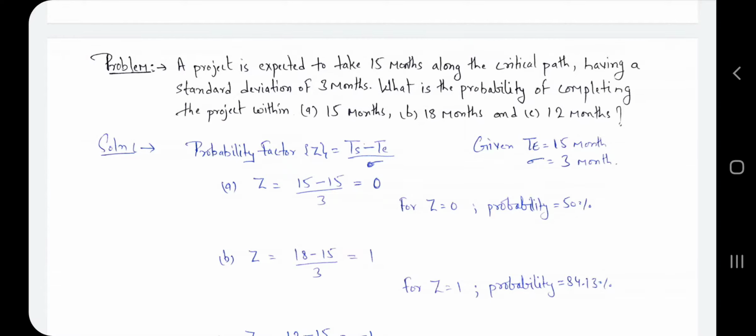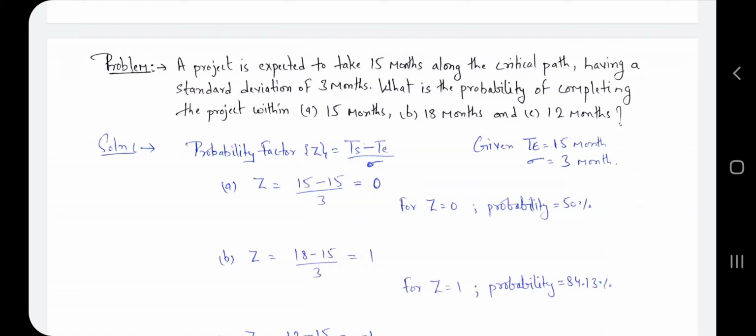In our previous lecture, we saw one example based on the critical path in which we found the earliest occurrence time, latest occurrence time, and slack value. Now we have one topic in the PERT theory part, that is the probability part. So today we discuss some problems based on the probability part. So let's start. We have one problem.